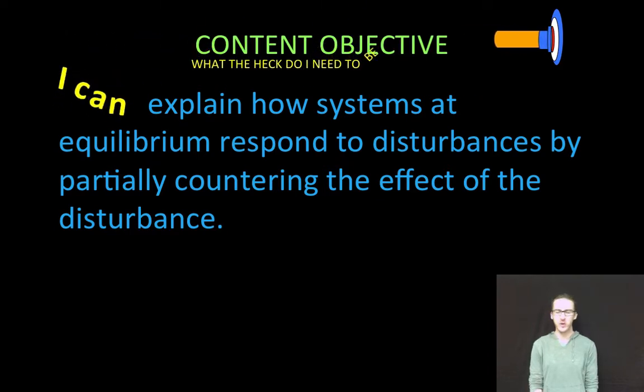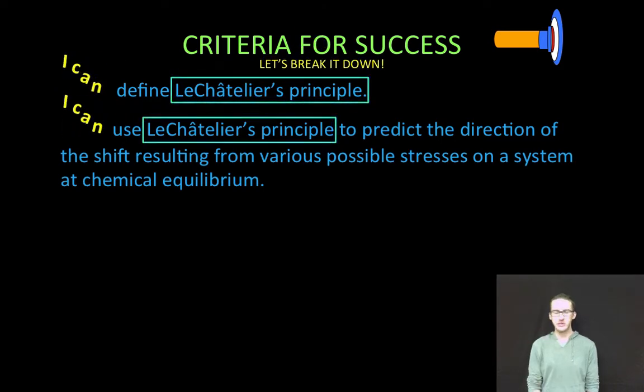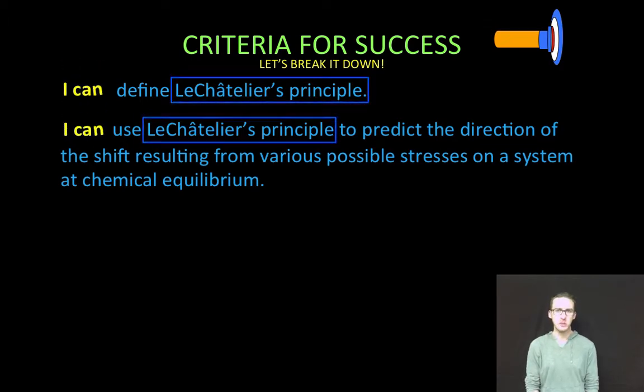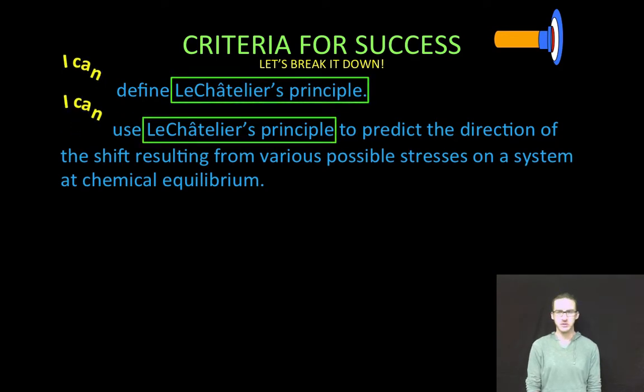What in the heck are we going to do in this vid? We are going to explain how systems at equilibrium respond to disturbances by partially countering the effect of the disturbance. As always, breaking it down. Uno, we are going to define LeChatelier's principle. Dos, we're going to use LeChatelier's principle to predict the direction of the shift resulting from various possible stresses on a system at chemical equilibrium.